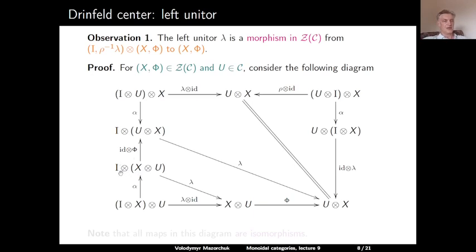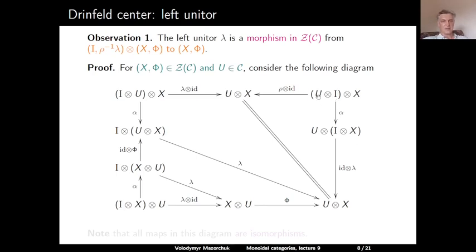Then we have the object I tensor X tensor U, and here we can use phi in the bracket to go to I tensor U tensor X, or we can use lambda to go to X tensor U. From X tensor U, we can use phi to go to U tensor X. And here we have the object I tensor X tensor U. We can use alpha to go to I tensor X tensor U, or we can use lambda in the bracket to go to X tensor U.